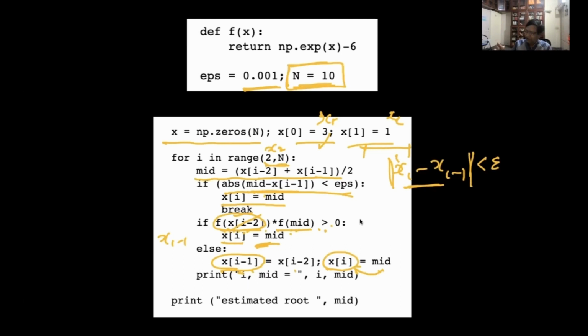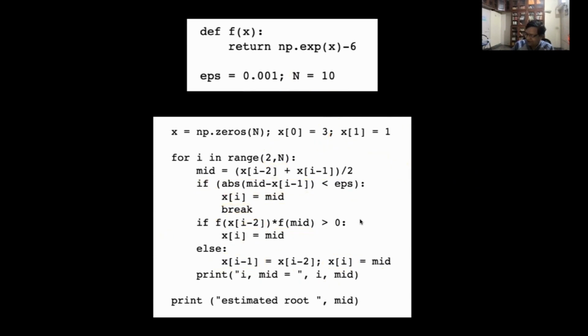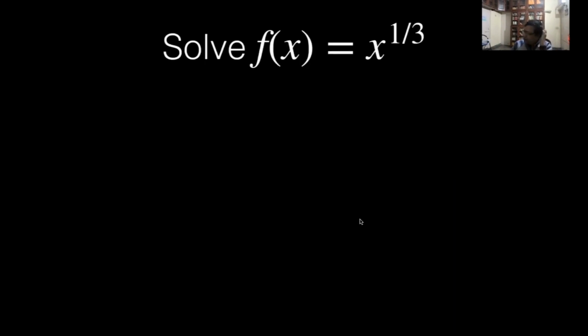We keep iterating until this condition is satisfied, or n reaches 10, the max value. And we print mid each time in the loop. There's a slight bug, I think, in the plot, but yeah. This solution always converges. I showed you that it will converge.